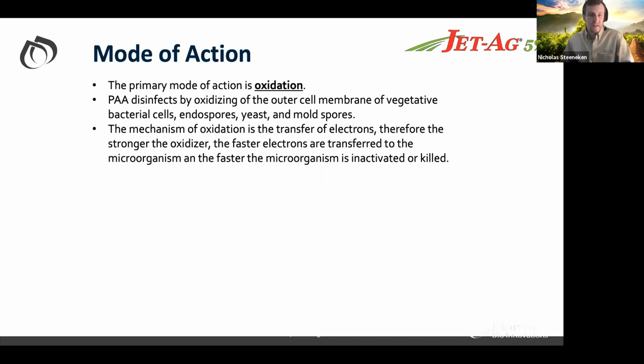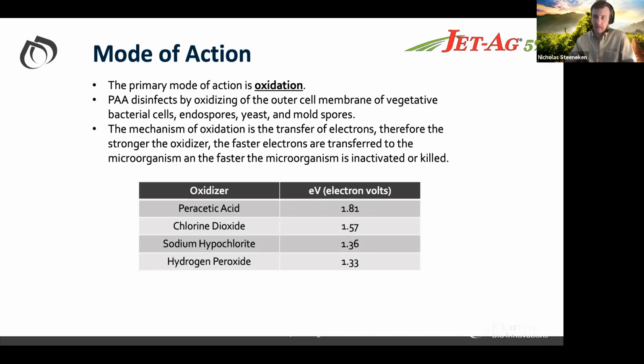So when something oxidizes something, it's really transferring electrons. Therefore, the stronger the oxidizer, the faster the electrons are transferred to the microorganism, and the faster the microorganism is killed or inactivated. We can just look at this little chart here, looking at the different electron volts available. So hydrogen peroxide, you're looking at 1.3. Sodium hypochlorite, you're looking at 1.3 as well. Chlorine dioxide, you get a little bit faster, but peracetic acid has the highest electron volts. It's a really good sanitizer.